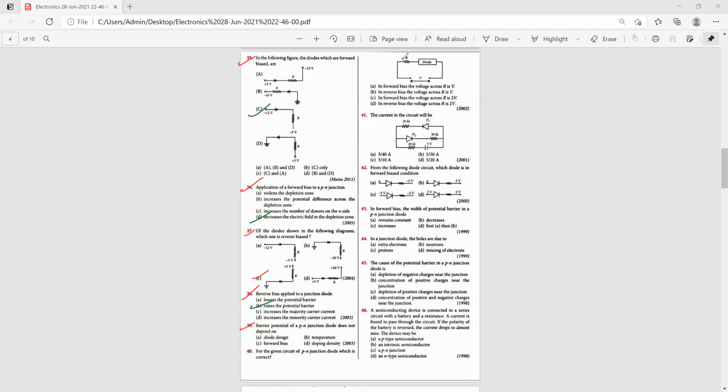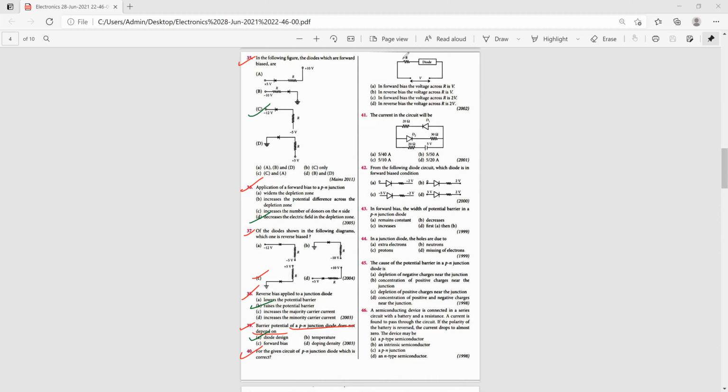39. Barrier potential of PN junction diode does not depend on diode design, temperature, forward bias, doping density. So barrier potential depends upon temperature, doping density and forward biasing. Therefore, the first one is the right one. 40th one. For a given circuit of PN junction diode, which one is correct?